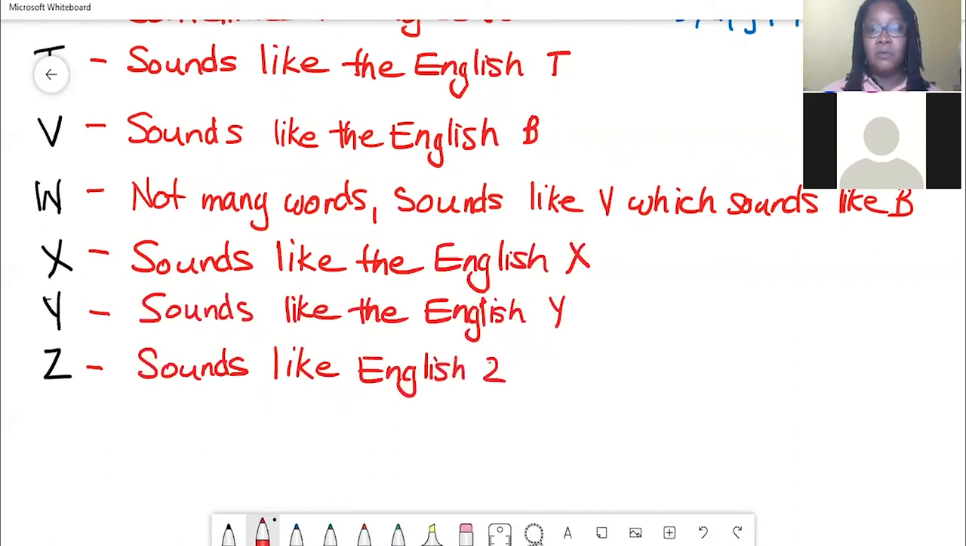And so, ladies and gentlemen, estudiantes, that is, in a nutshell, what your Spanish letters will sound like when you begin to put your letters into words and you want to know how to pronounce them. That's a nutshell of what they're going to be ending up sounding like.